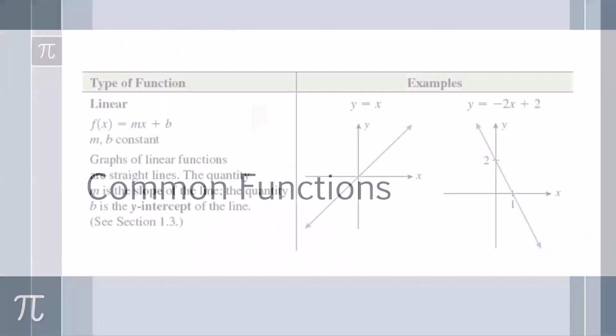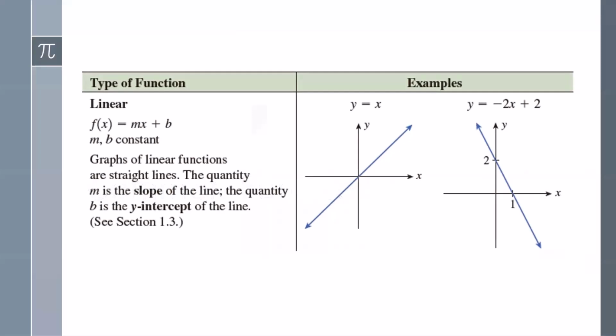Here are some common functions. A linear function is a function of the form f of x equals mx plus b, where m and b are constants. These are lines. If m is positive, the line points upward. If m is negative, the line points downward. b is the y-intercept. It's the value on the y-axis where the graph crosses.